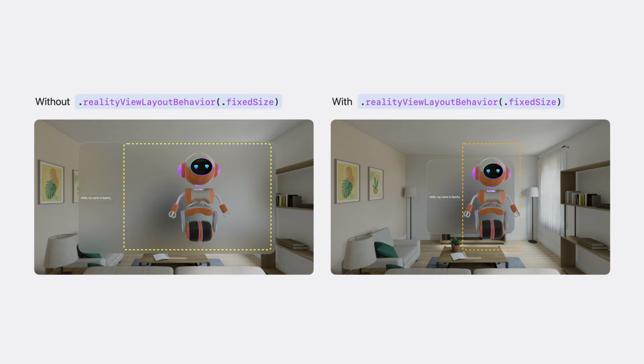Much better. RealityView will use the visual bounds of the entities in its contents to figure out its size. This sizing is only evaluated once, right after your make closure is run. The other options for RealityView layout behavior are flexible and centered.